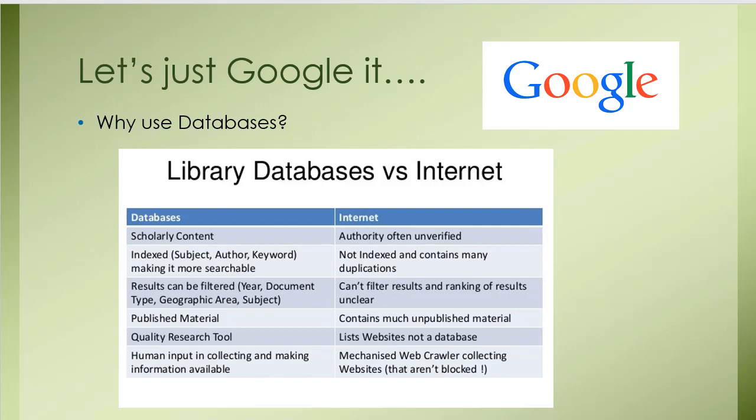Databases, however, will have scholarly content. They are easy to index and filter by year or geographical area and can be filtered by peer review. What does peer review mean? When we say a topic has been peer reviewed, what does peer review mean?